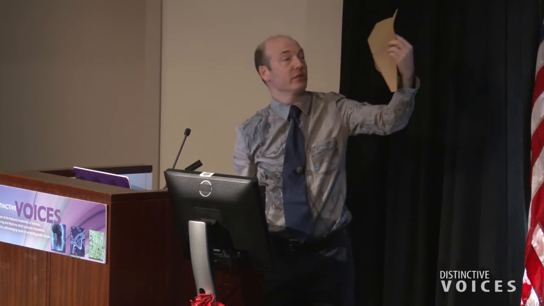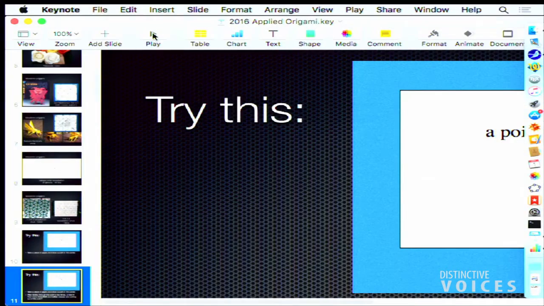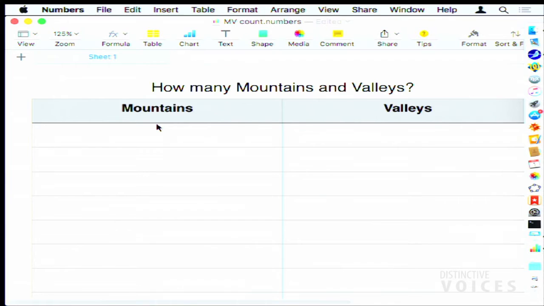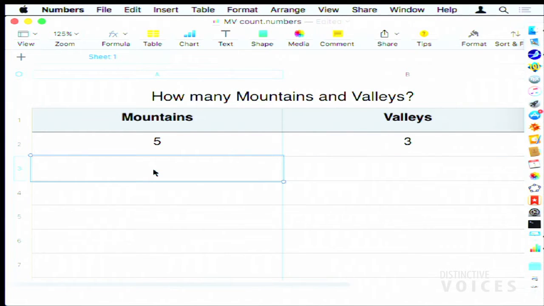Here's what I want you to do. Count how many of those creases coming out of your dot are mountains and how many are valleys. I'm going to keep track of this. I want people to tell me how many mountains you have and how many valleys you have. Anyone feeling brave? Want to tell me? Yes, sir. 5 mountains, 3 valleys. 5 mountains, 3 valleys. Okay, anyone else get different numbers?